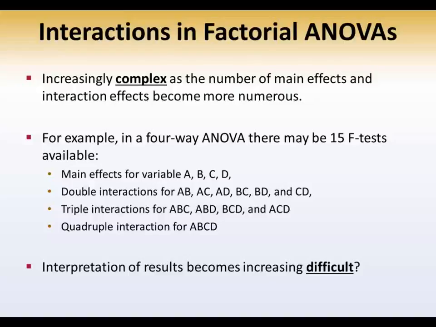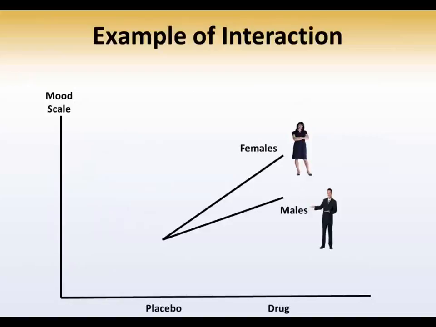Let's show an example of what an interaction might look like. Notice here we have a two-way design. It's gender by medication. The dependent variable is the mood scale. Notice that if both the females and the males take the placebo, they have similar scores on the mood scale. Yet when they take the drug, the females have a more positive mood than do the males. Notice the lines are not parallel.